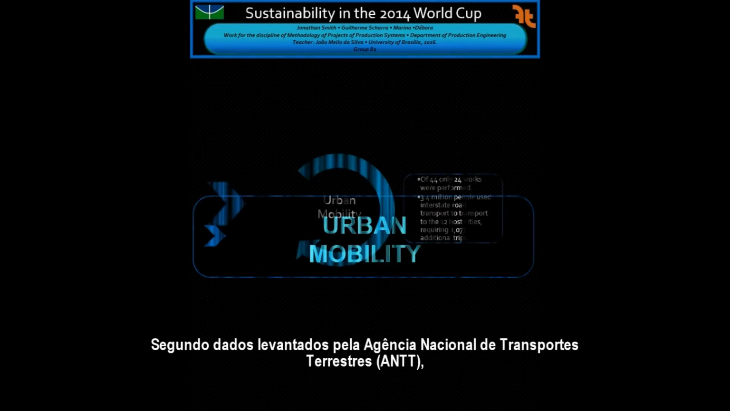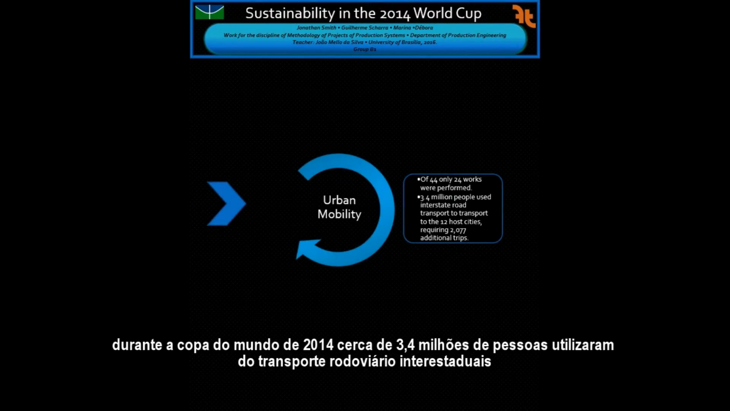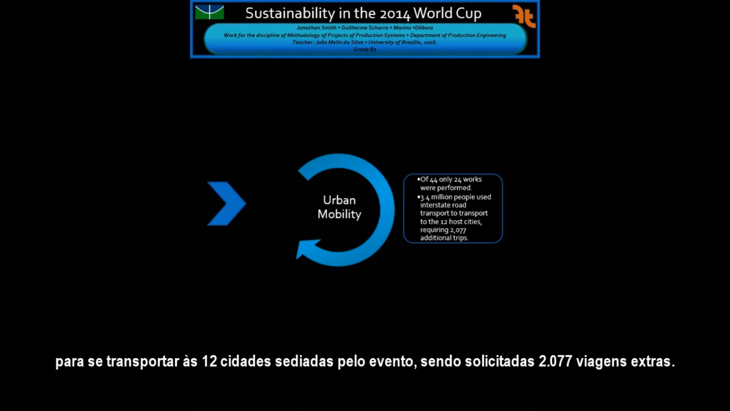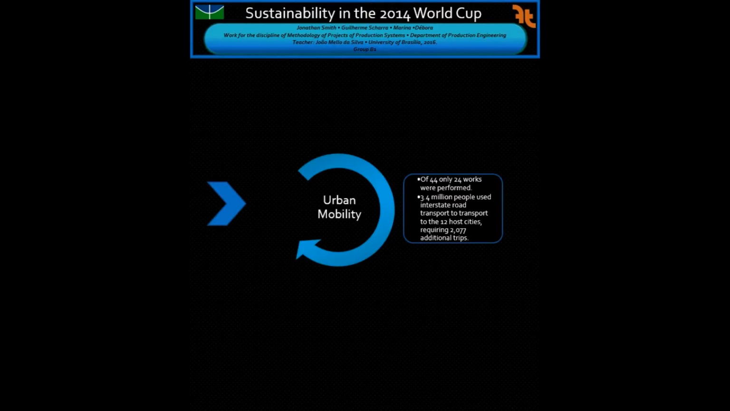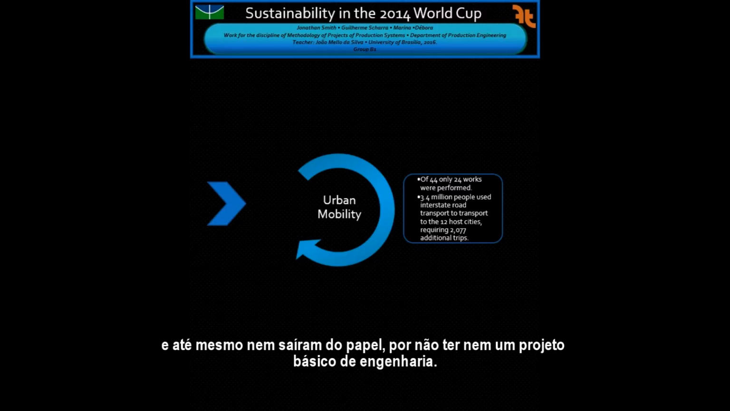Urban mobility. According to data provided by the National Agency of Land Transportation (ANTT), during the 2014 World Cup, around 3.4 million people used interstate road transportation service to travel to the 12 host cities, which means that 2,077 extra trips were requested. Even though the demand was fulfilled by the interstate transportation, many of the projects pledged for the event reception were not concluded and were not even initiated for not having a basic engineering development.